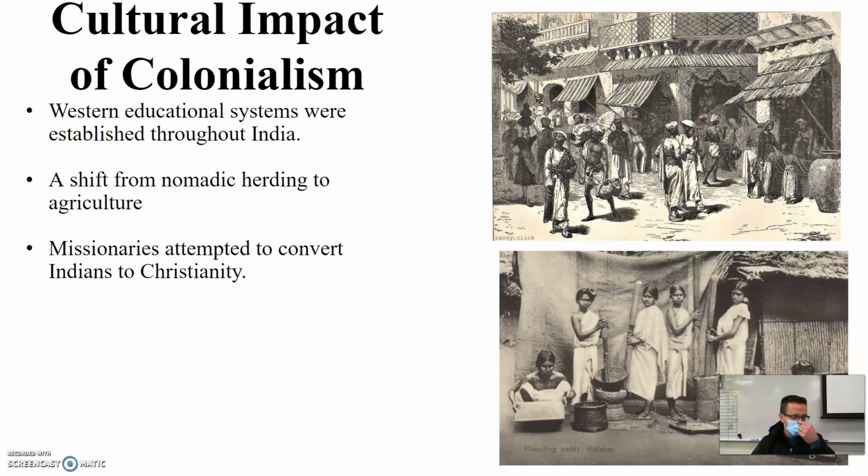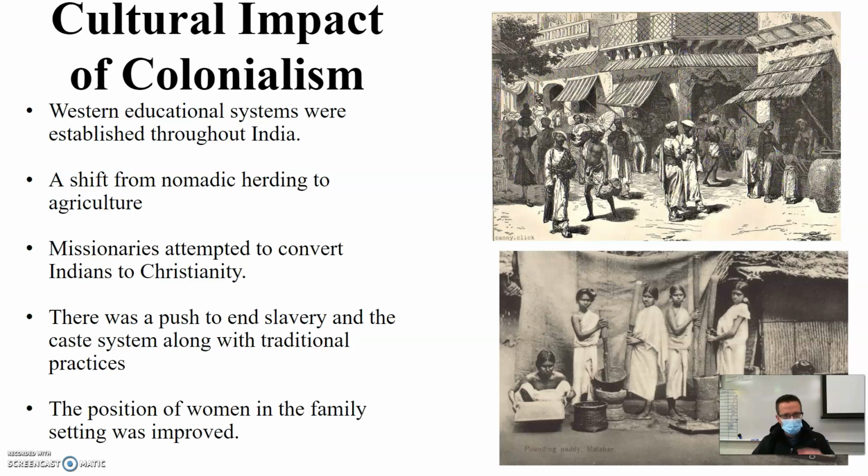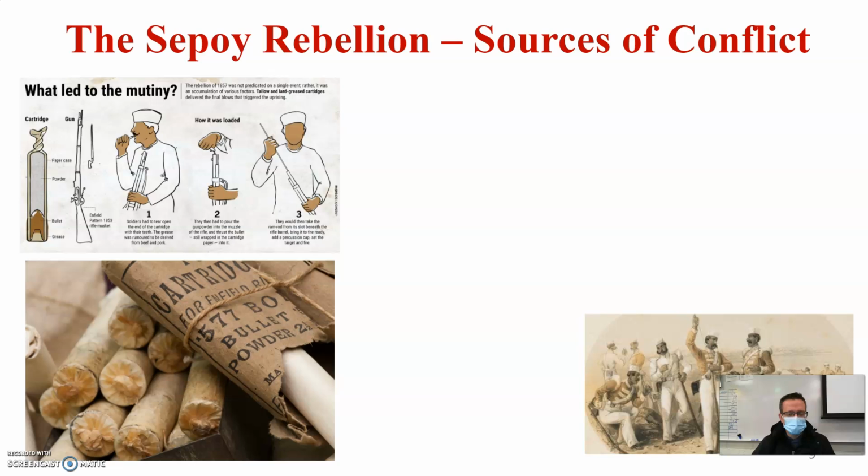Also, there were missionaries that attempted to convert Indians to Christianity, which was mainly a Hindu and Muslim country. And there was a push to end, kind of a positive thing again, a push to end slavery and the caste system, along with traditional practices like sati and other ones that just seemed very backwards and odd to the English people. All right. And so really this helped position women higher up in the family, with a little more equal rights because of this. It allowed them to remarry and things like this, and hold property. So that was kind of the overall big thing.